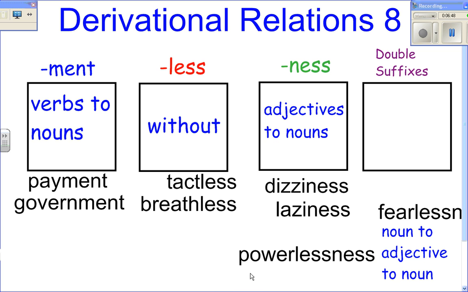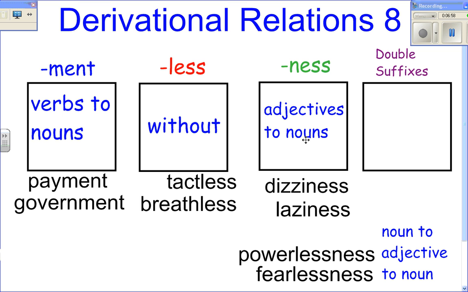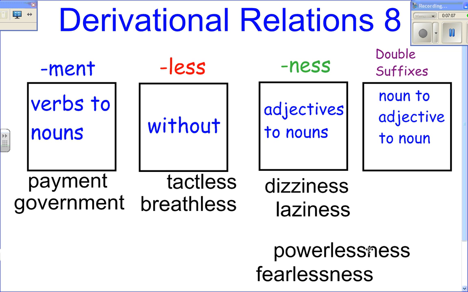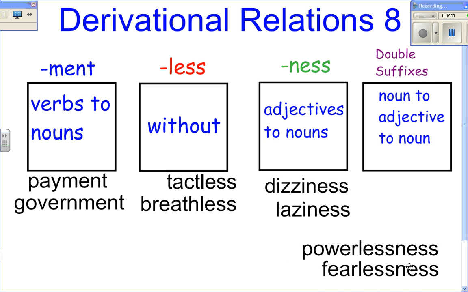And then let's pull these words back out so that we can see them. Powerlessness. Ness changes a word to a noun. And less is changing the word into an adjective meaning without. So when you have less and ness, you're changing a noun to an adjective and back to a noun. So go ahead and sort the rest of your words and notice how the verbs change to nouns when adding ment, how words start to mean without something when you add less, how adjectives change to nouns when you add ness, and think about the effect that the double suffixes have.